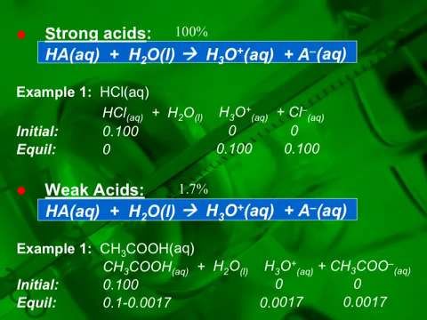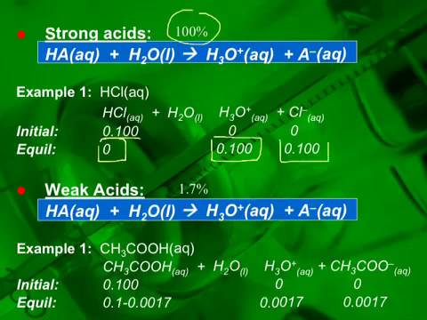So as we mentioned before, strong acids ionize 100%. That is, their K is infinite. If we set up an ice table for an initial concentration of 0.1 moles per liter, we find that at the end there will be no noticeable amount of hydrogen chloride, and all of it will be ionized into hydronium and chloride ions.